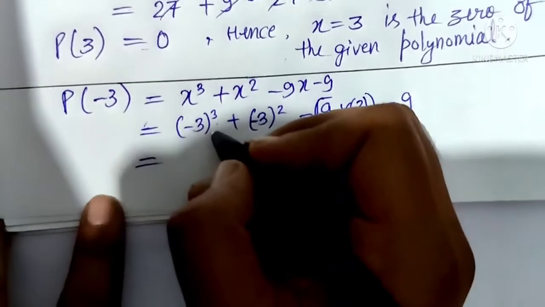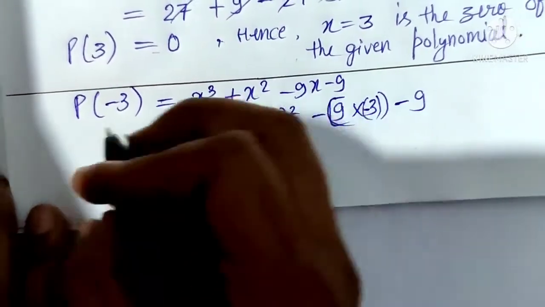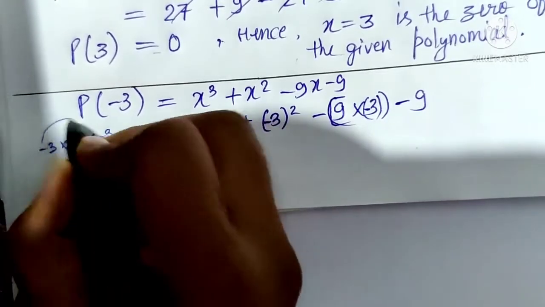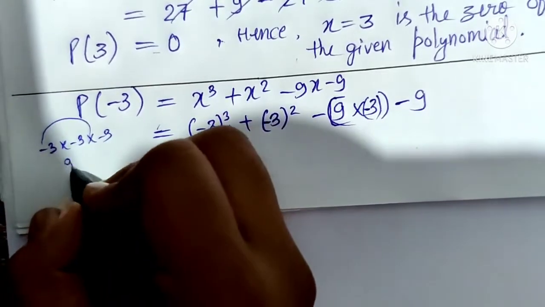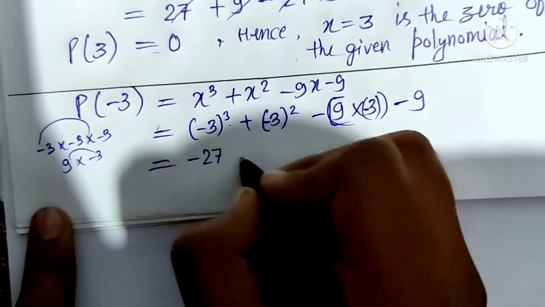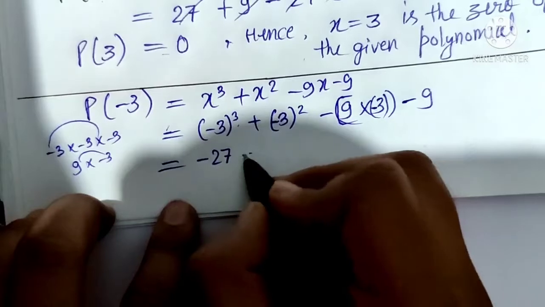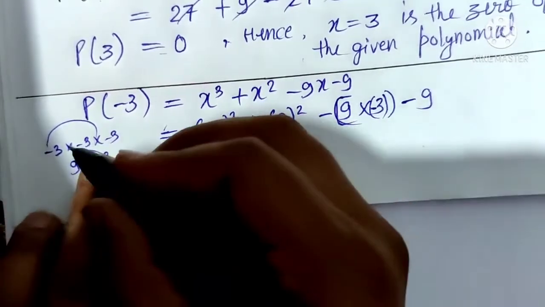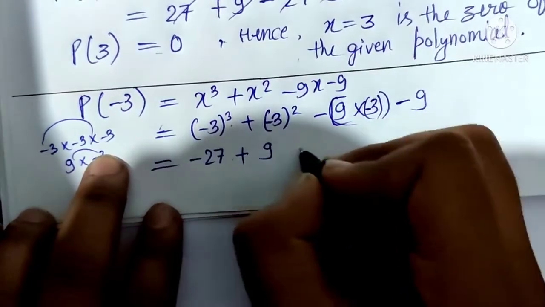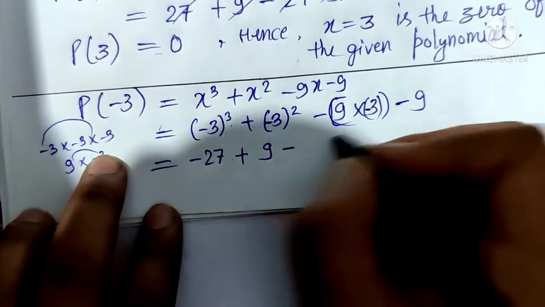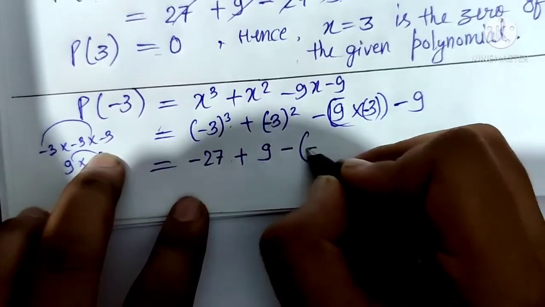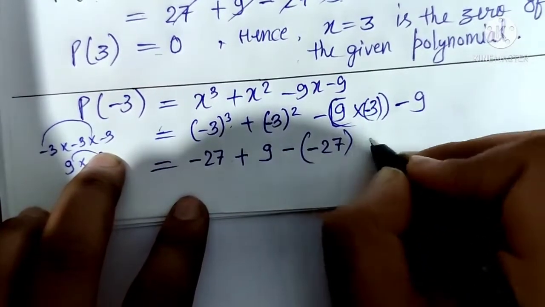So it is not 3 cube, it is minus 3 cube. It means minus 3 multiplied by minus 3 multiplied by minus 3. So minus 3 into minus 3 is 9, and 9 multiplied by minus 3 comes minus 27. Then plus minus 3 into minus 3, what will come? Plus 9 only. And then minus, bracket open, 9 times minus 3 is minus 27, so minus minus 27, which gives plus 27, and then minus 9.